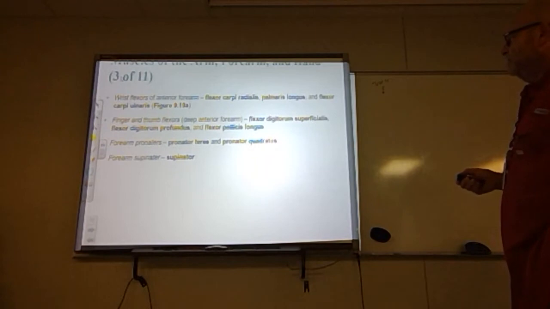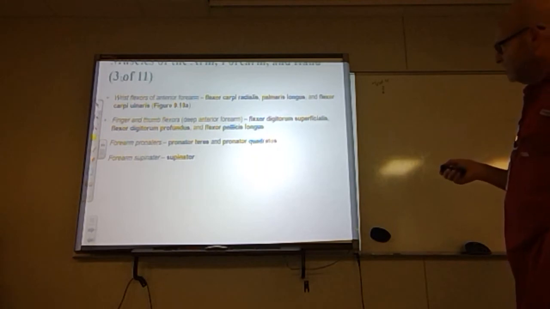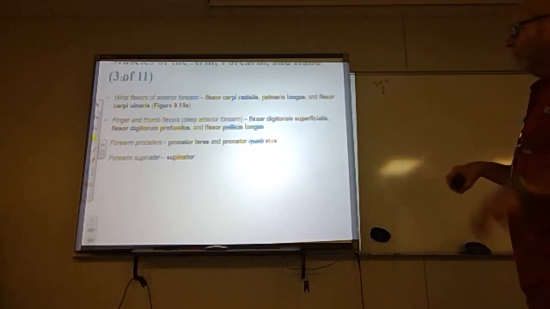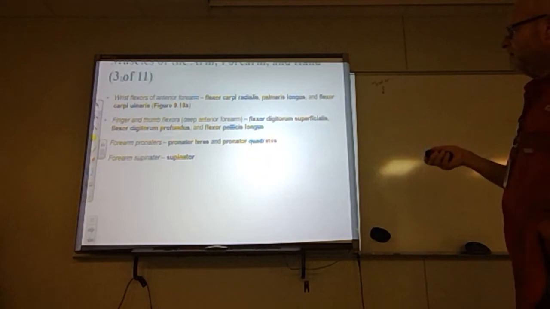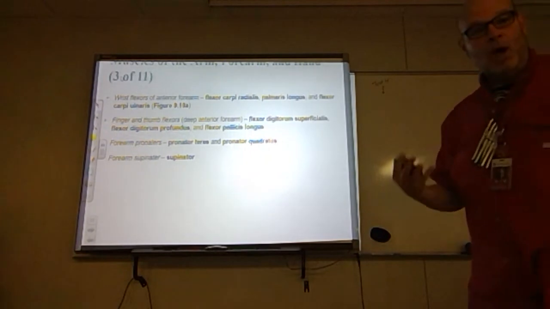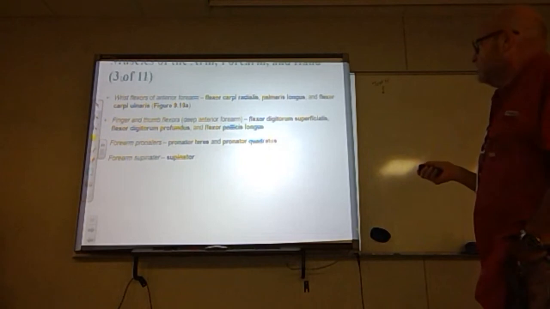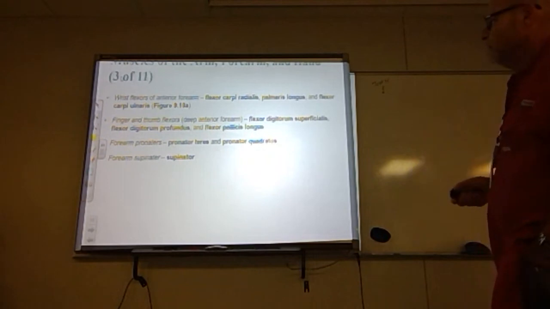Finger and thumb flexors, the flexor digitorum superficialis. Okay, flexor, it flexes. Digitorum, digit, fingers. Superficialis, the one on the top. Flexor digitorum profundus, going to be the most prominent one, the one that shows up most easily. And then the flexor pollicis longus, it's going to be a very long muscle.